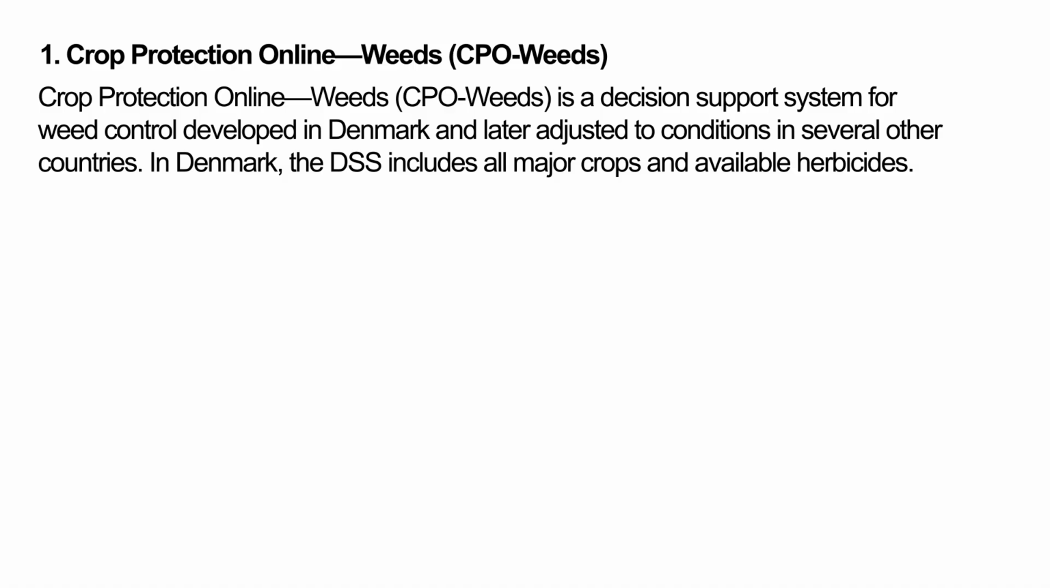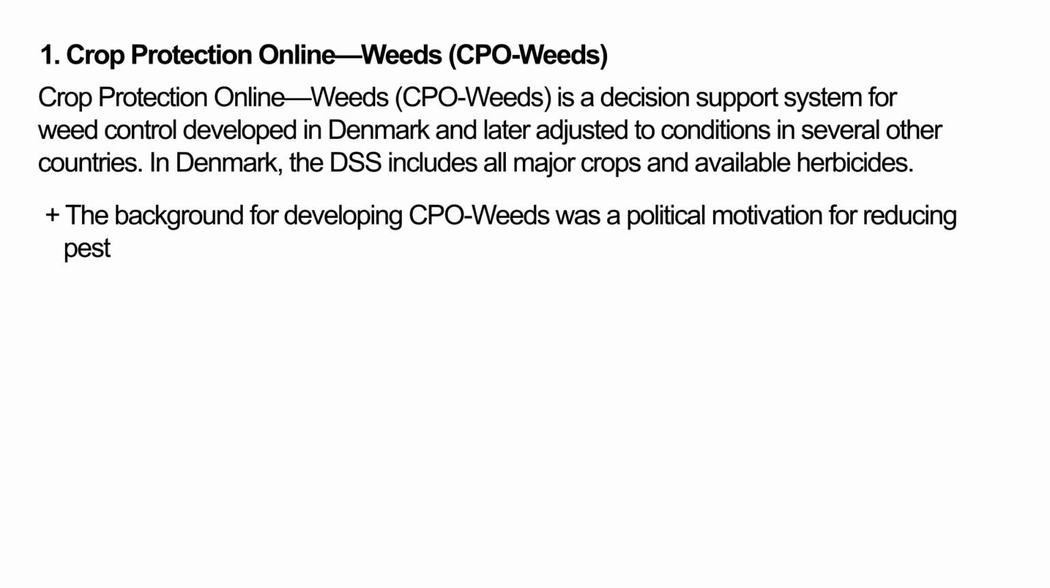In Denmark, the DSS includes all major crops and available herbicides. The background for developing CPO Weeds was a political motivation for reducing pesticide use and the concept of factor-adjusted doses. It was never the intention to build a sophisticated scientific model, but rather to design a simple, user-friendly system.